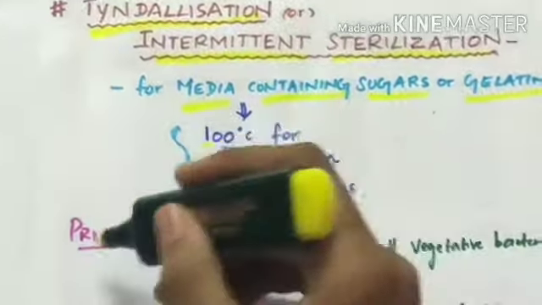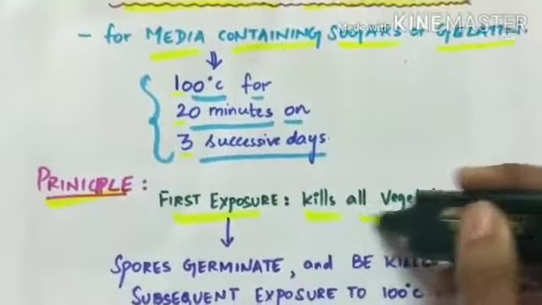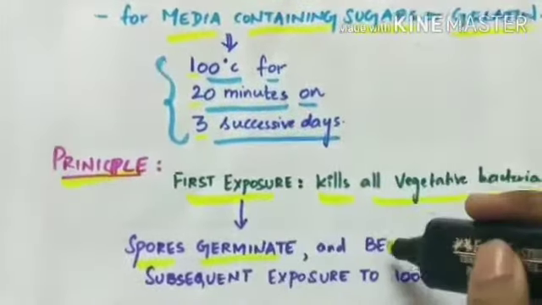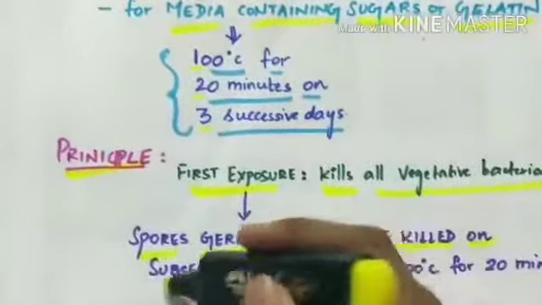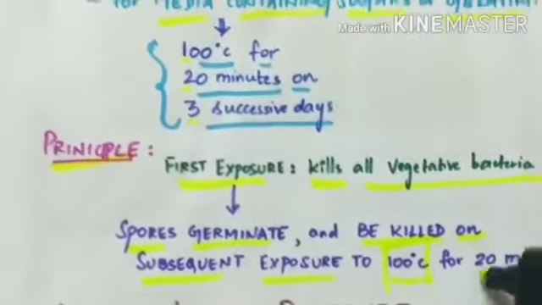Next is the principle of tyndallization. The first exposure kills all the vegetative bacteria. Later the spores germinate and they are killed on subsequent exposure to 100 degrees Celsius for 20 minutes.